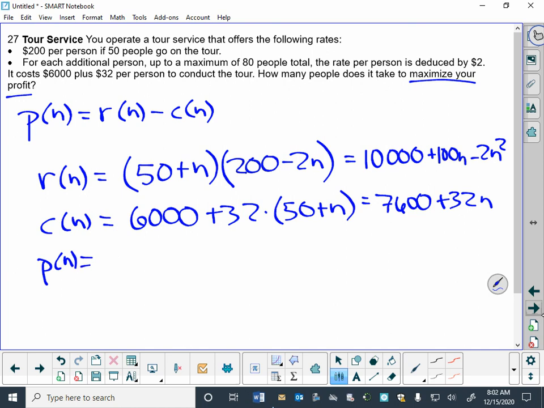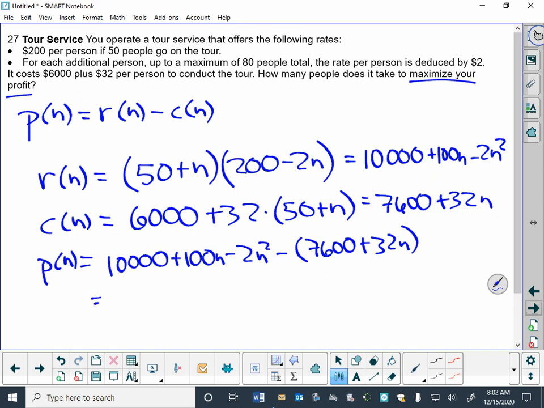And so my profit is the revenue minus the cost. So my 10,000 plus 100n minus 2n squared minus (7,600 plus 32n). Simplifying that, I'm going to have 10,000 minus 7,600 is 2,400. 100 minus 32 is 68.